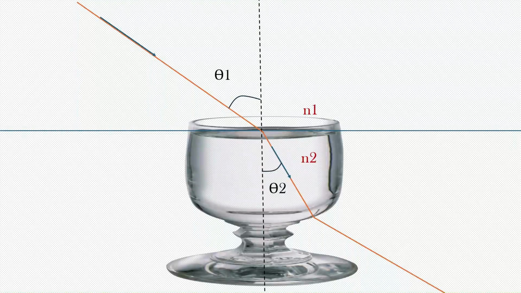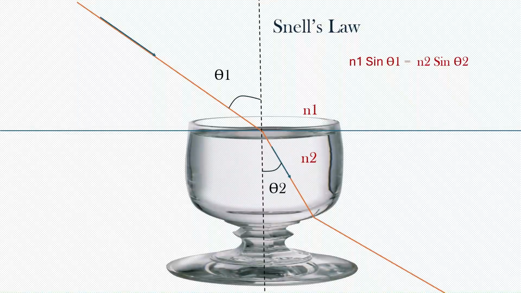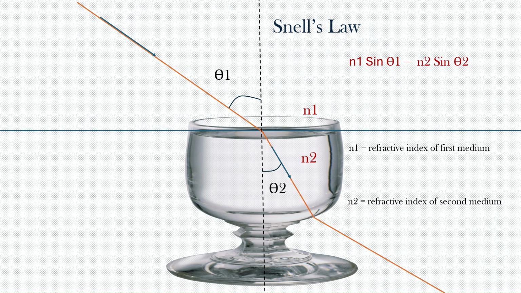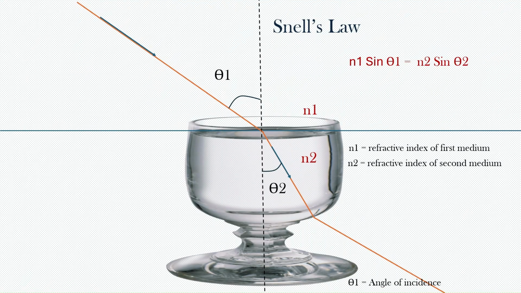The bending of light during refraction is described by a formula known as Snell's law. The formula is n1 sine theta 1 equals n2 sine theta 2. In this equation, n1 is the refractive index of the first medium. n2 is the refractive index of the second medium. Theta 1 is the angle of incidence. And theta 2 is the angle of refraction. This formula tells us exactly how much a ray of light bends when it passes from one material into another.